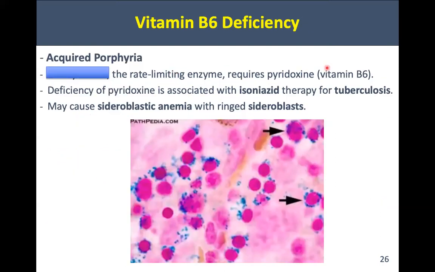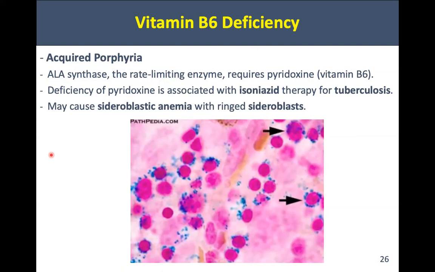Okay, so remember I talked about vitamin B6. Think back, what was the name of the enzyme that required vitamin B6? Hint, it also was the rate limiting enzyme. It's called ALA synthase, okay?